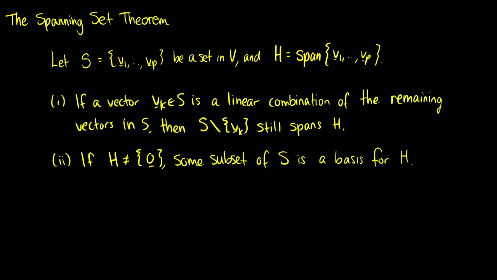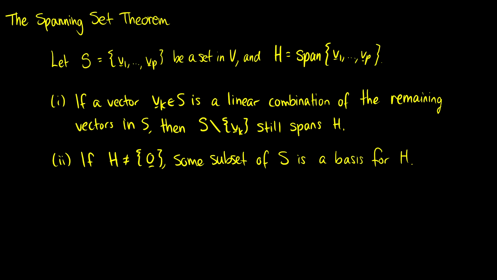Today we'll talk about the spanning set theorem. So what does the spanning set theorem say? Well, it says if S equal to vectors v1 through vp is a set in V, and our H is equal to the span of our vectors v1 through vp, then if a vector vk in our set is a linear combination of the remaining vectors, then we say that S minus that vector vk still spans H. So the span of v1 through vp minus vk is equal to the span of v1 through vp with vk.